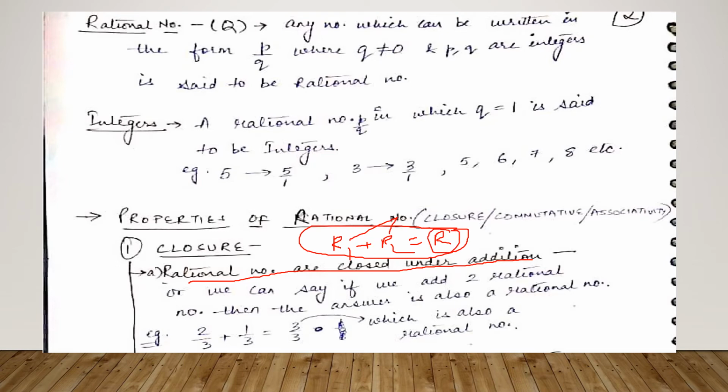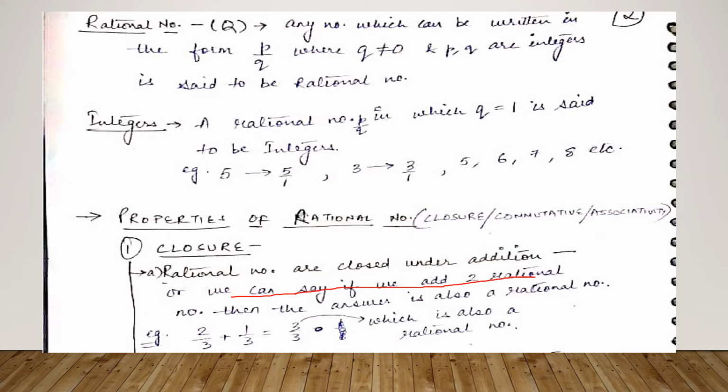So whenever you add simple rational numbers, the answer will also be a rational number. That is why we call it rational numbers are closed under addition. Okay. Now let's see.